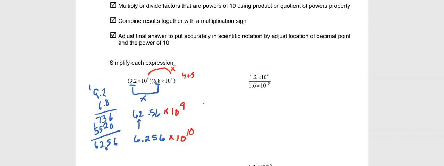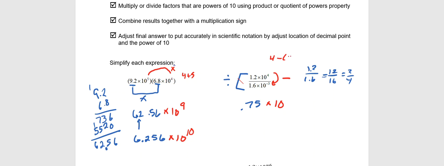Okay, so I need to adjust accordingly. So we'll do the same thing with this next problem. I'm going to have to divide these numbers, and then obviously I'm going to subtract my exponents there. So don't get too tripped up by 1.2 over 1.6. 1.2 over 1.6 is nothing more than 12 over 16, which is 3/4, which is actually 0.75. So that's 0.75 times 10. Now careful here, my exponents, I'm doing 4 minus -3. That's going to be times 10 to the 7th.